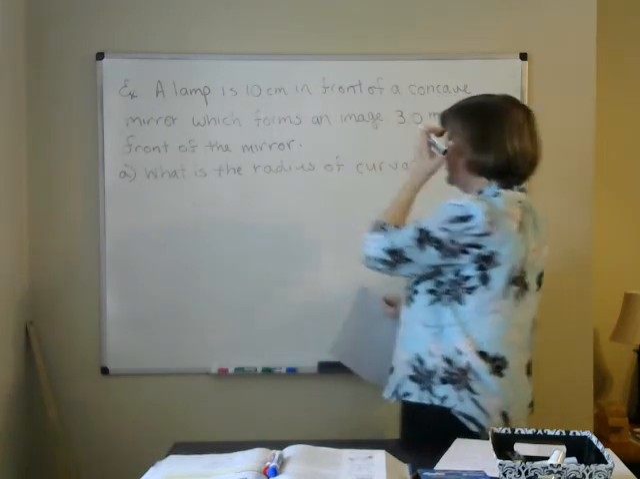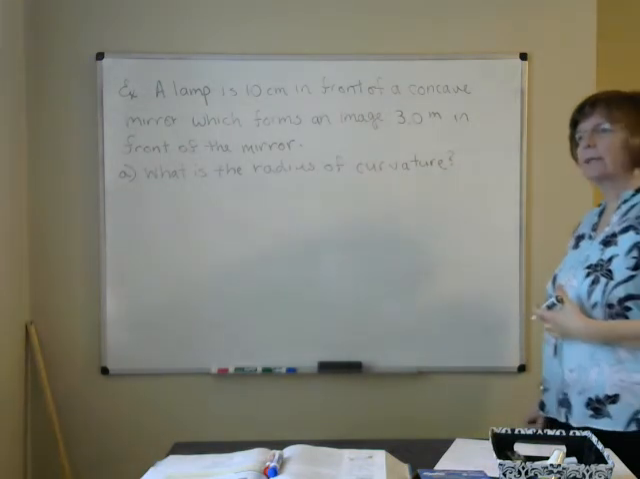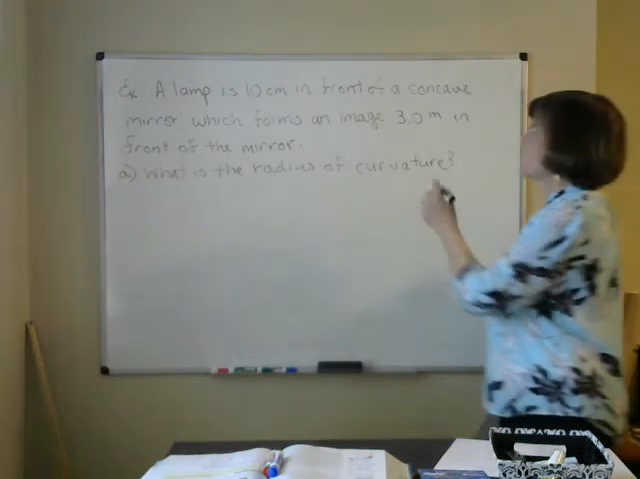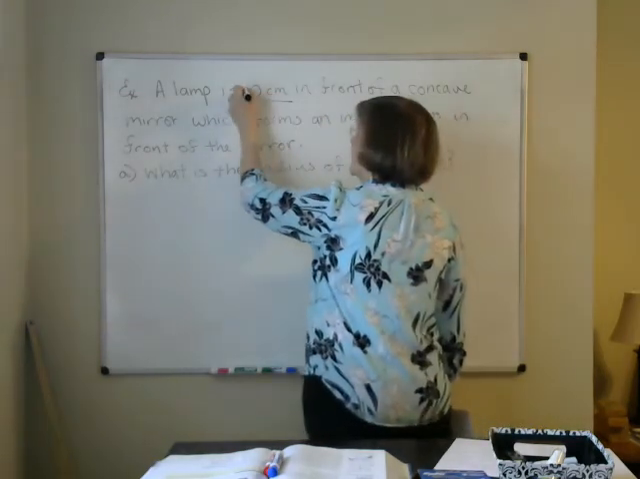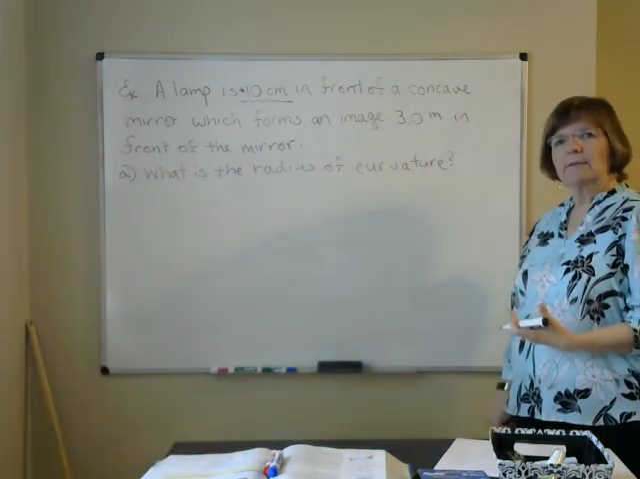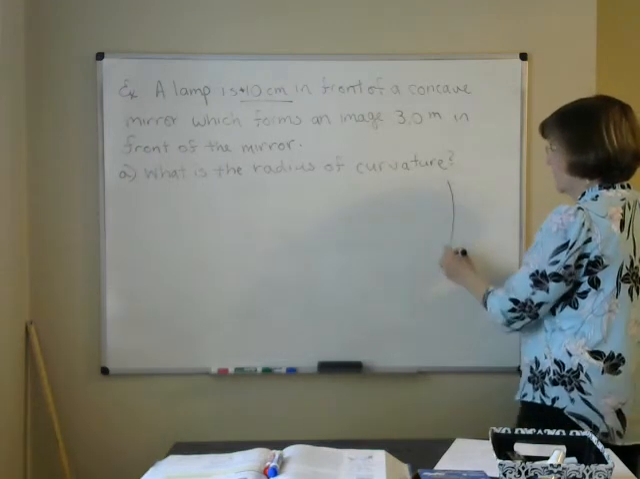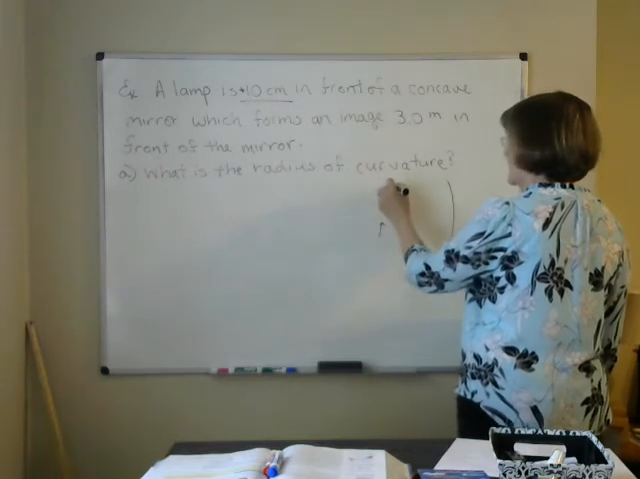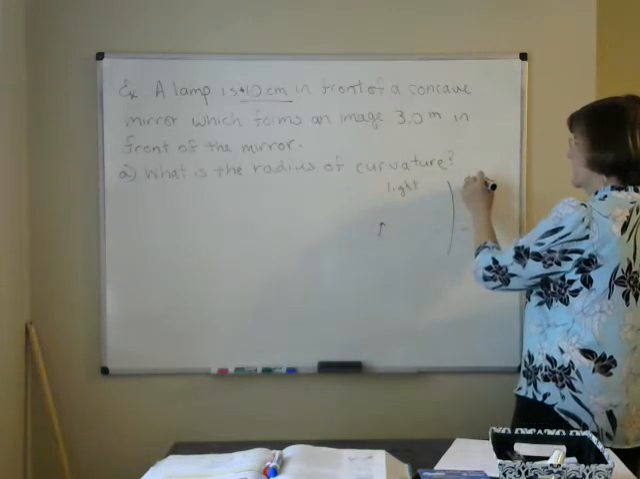Okay. Before we can find the radius of curvature, we're going to have to actually find the focal length. We know the radius of curvature is twice as long as the focal length. The lamp is 10 centimeters in front of the mirror. This is going to be a positive 10 centimeters because the object distance is positive if it's on the side of incoming light. We picture our mirror. Here's our object. And of course, this is the light side, so incoming light is over here. This is the dark side.